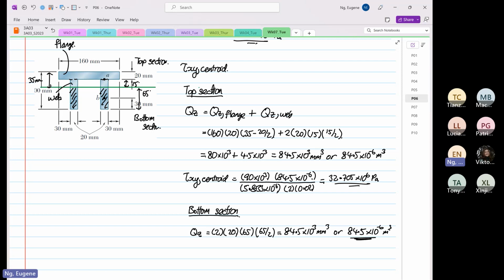You happen to see that the first moment of area, whether you take it from the bottom section to the centroid or the top section, is the same. But if you look at the working, it's so much easier to do the bottom section. You will make less mistakes.